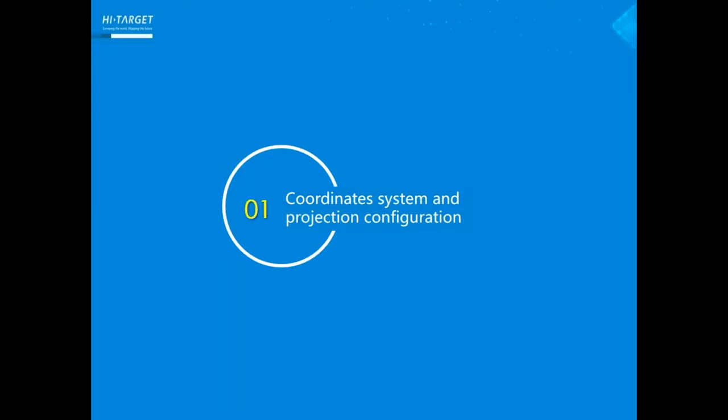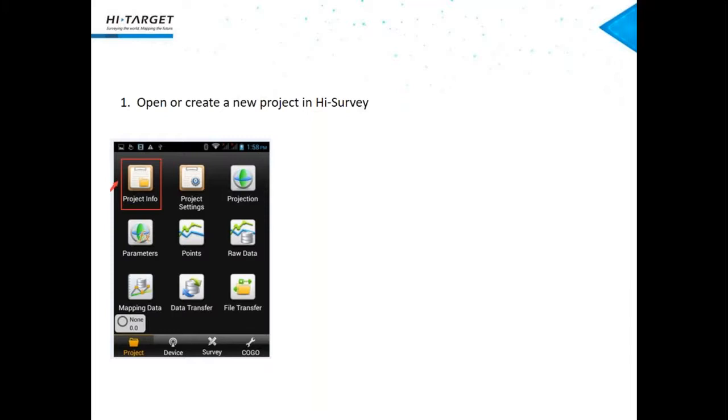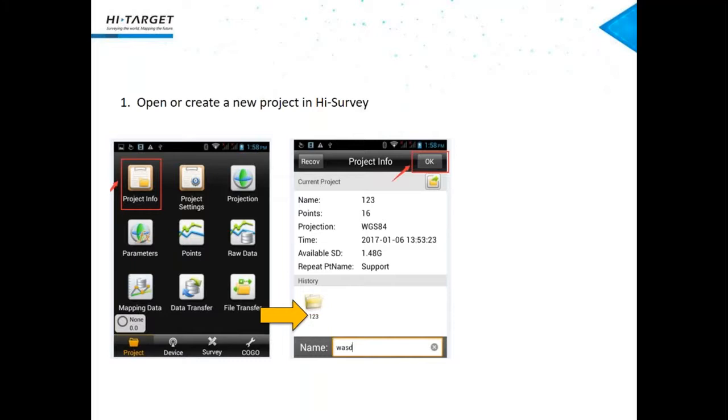Okay, let's go next. Coordinate systems and projection configuration. So after we run Hi-Survey in iHand20, our controller, or your Android phone, firstly, we should create a project or open an existing project which we want to use in project info. Input a new name and click OK. So in this way, you can create a new project. Pick an existing project for a while and you can open it.